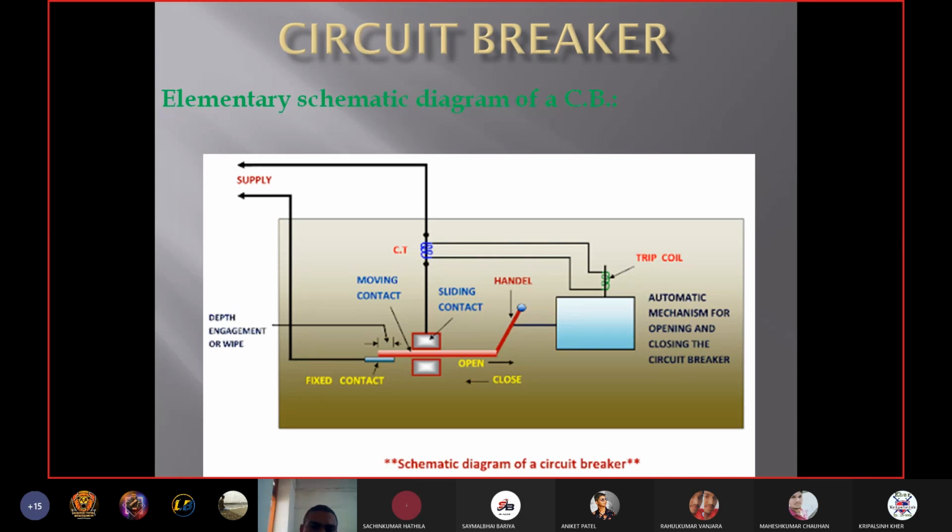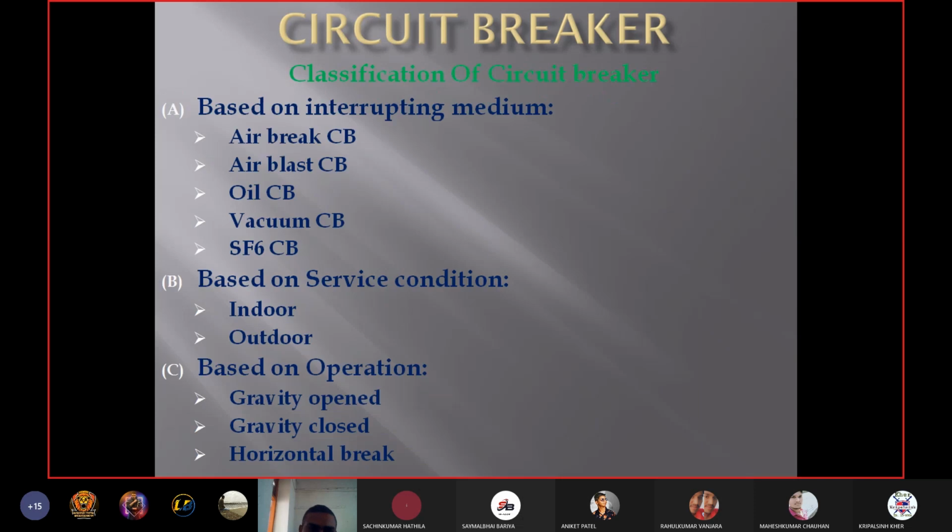And for that a medium is used, and this medium is known as the arc quenching medium, or we can say the interrupting medium. Okay, so based on interrupting medium, circuit breaker is classified as air brake circuit breaker, air blast circuit breaker, oil circuit breaker, vacuum circuit breaker, and SF6 circuit breaker.